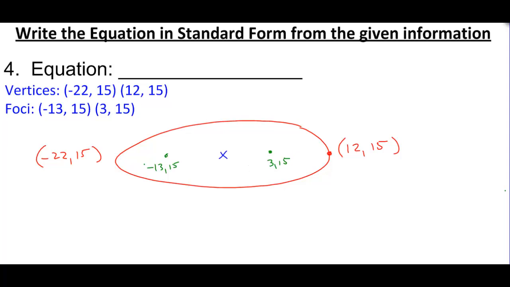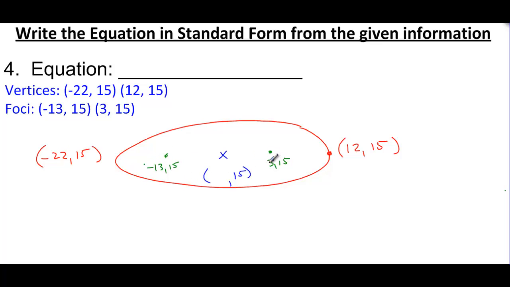So let's first think about what the center is going to be. I know the y value should be 15, because they're all at 15. But how do I find the x part? Well, I could pick either the focal points or the vertices and add the x's and divide by 2 to find the average. I'm going to use the easier, the smaller numbers.